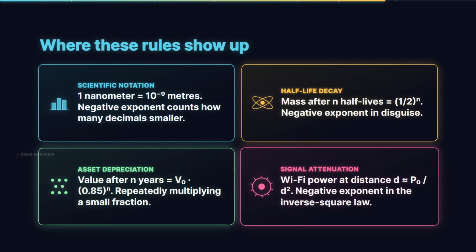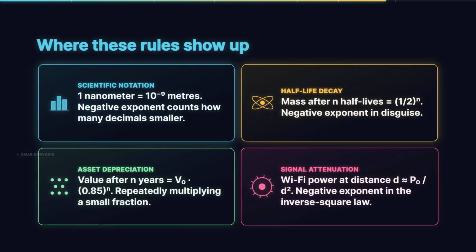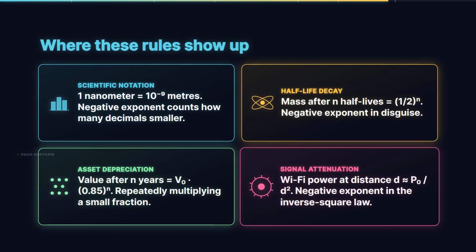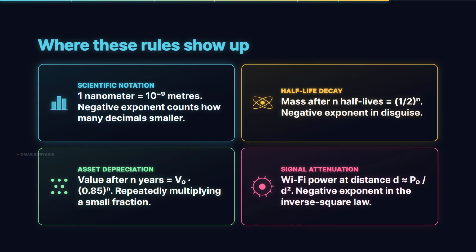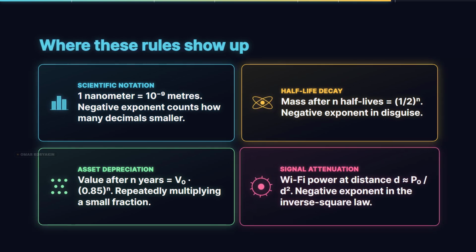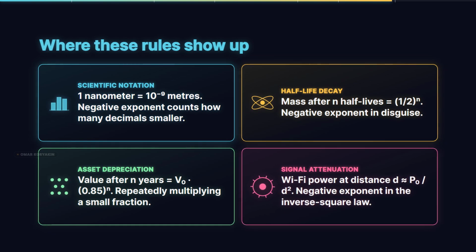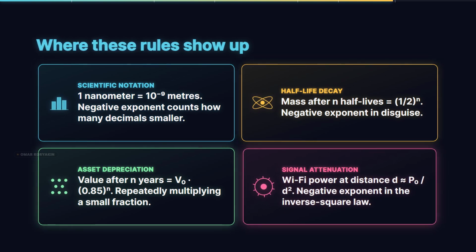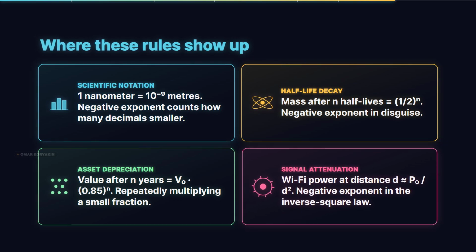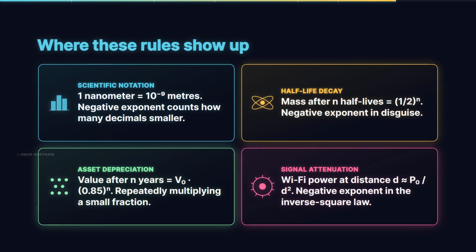Fourth, signal attenuation: the power of a Wi-Fi signal at distance d from the router is approximately the source power divided by d squared. We can also write that as the source power times d to the negative 2. The inverse square law is just a negative exponent in disguise, and it shows up everywhere from radio waves to gravitational fields to camera flash.